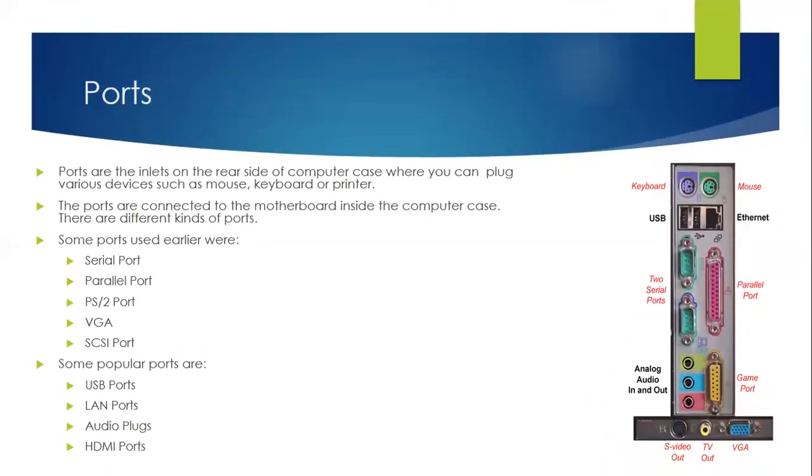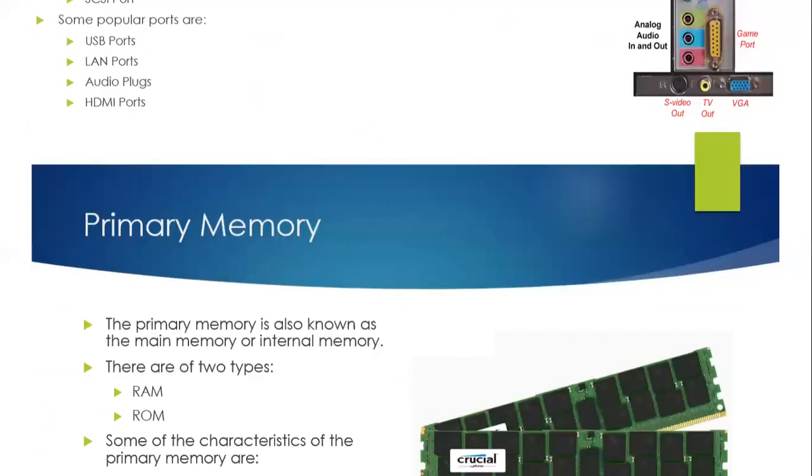Ports. Ports are the inlets on the rear side of a computer case where you can plug various devices such as mouse, keyboards, and printers. These ports are connected to the motherboard inside the computer case. There are different kinds of ports. Some of the ports used earlier were serial port, parallel port, PS2 port, VGA port, and SCSI port. Some of the popular ports are USB port, LAN port, audio plugs, and HDMI port.